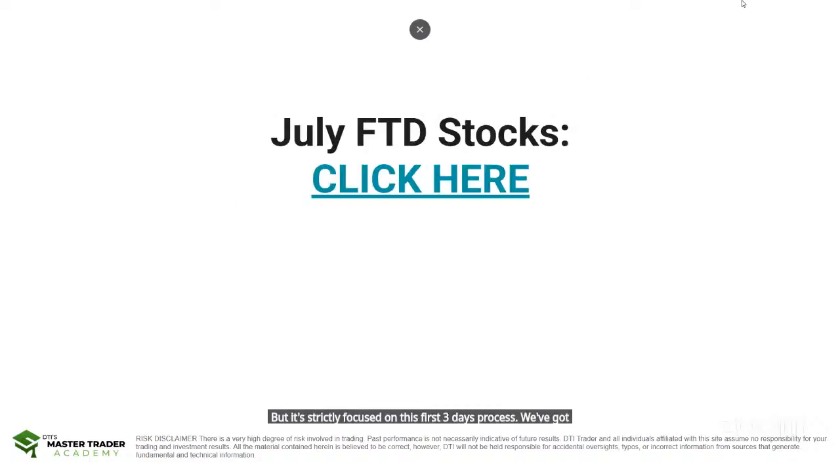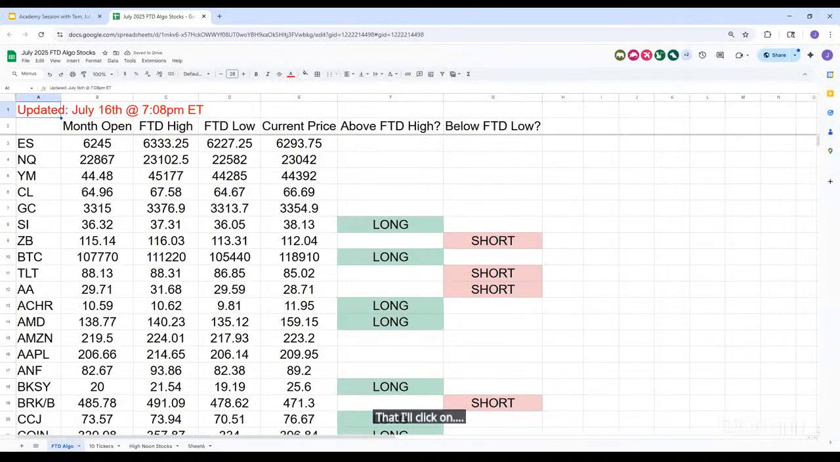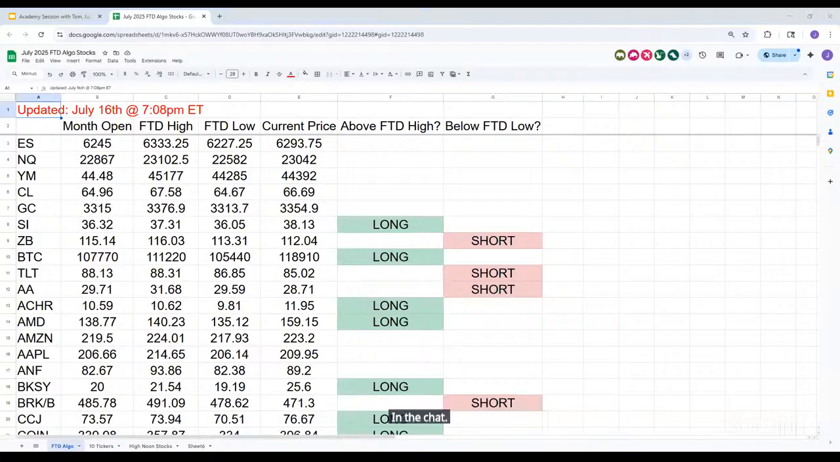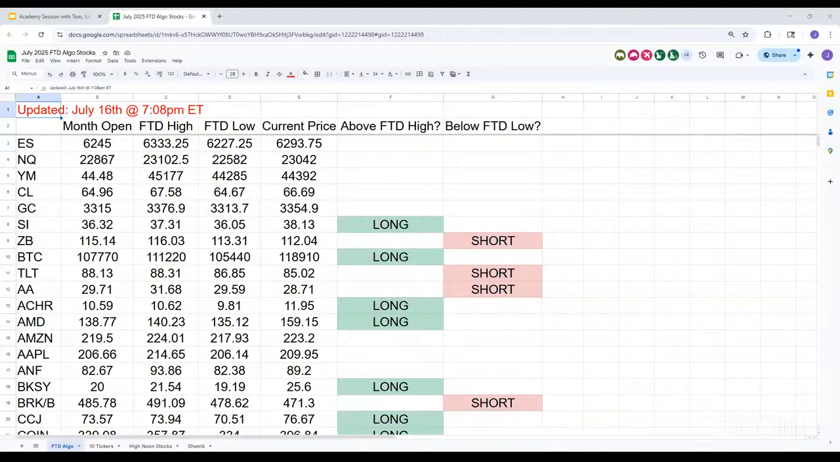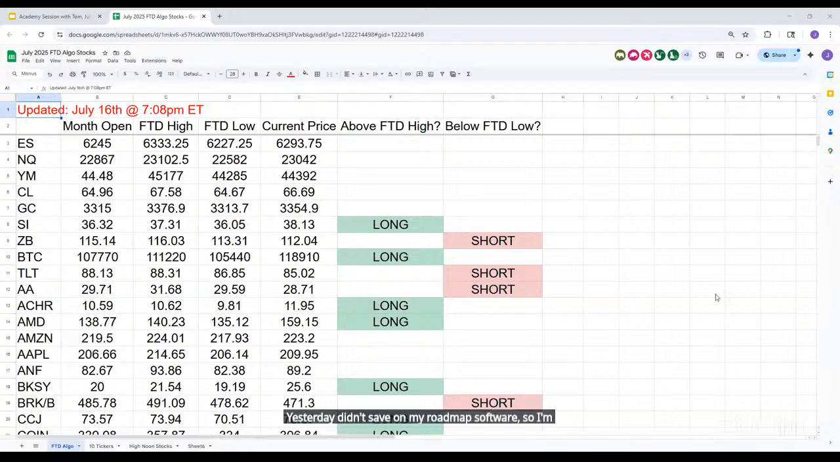We've got this spreadsheet here that I'll click on. It's slide number 19 from the deck I just posted in the chat. This was last updated yesterday night, so let me get it updated for today. Just bear with me there for a second. Looks like some of the edits I made yesterday didn't save on my roadmap software, so I'm going to have to make sure I got all the stocks here before I copy and paste everything. Let's see here.